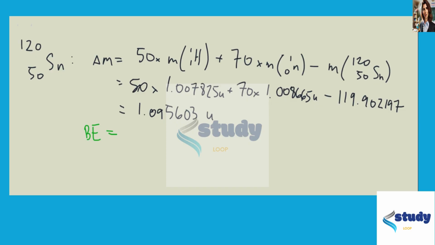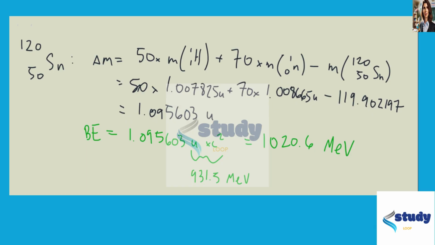Now to calculate the binding energy for this, we just have to do the mass defect times c squared, so 1.095603 u times c squared. And remember that this is 931.5 mega electron volts. So this number times 931.5 mega electron volts gives me a binding energy of 1020.6 mega electron volts.